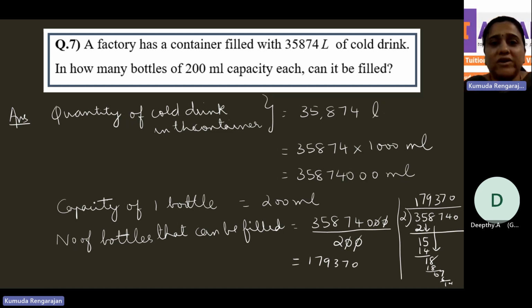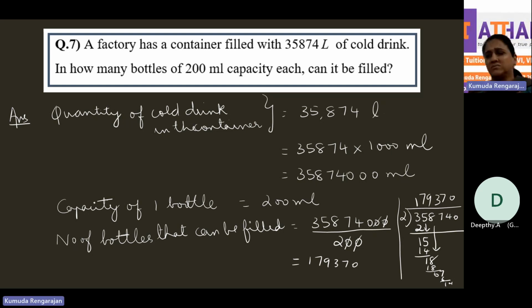1,79,370 bottles. All the cold drink there can be filled in 1,79,370 bottles. And now the container is empty because all the cold drink is now filled in the 200 ml bottles. Done this one, Deepti? So what is important when we divide? Both the numbers must be in the same unit. If they are not in the same unit, you must change the larger unit to the smaller one and then divide.